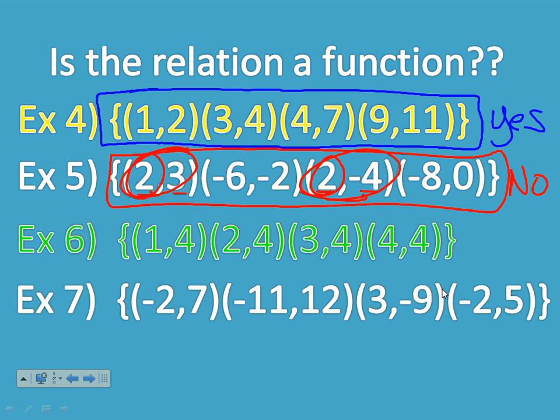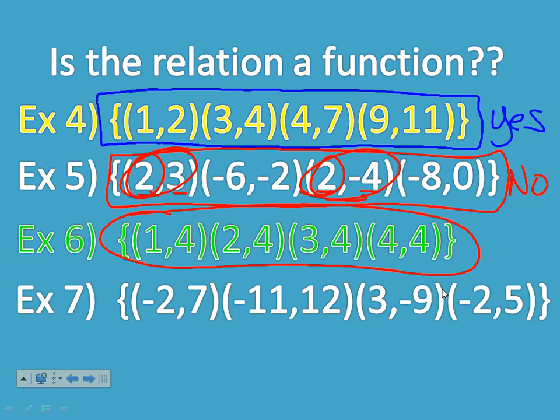Okay, all right, so what do you think about example 6? Yes. Why is it a yes? Because X's can't, but Y's can. It's okay for the Y to repeat, right? Can you plug in 1 and get 4? 2 and get 4? 3 and get 4? 4 and get 4? And how many don't understand how you can get the same answer every time by plugging in different things?